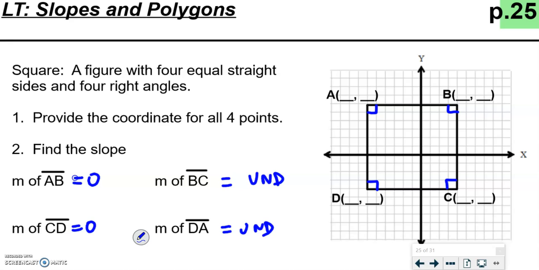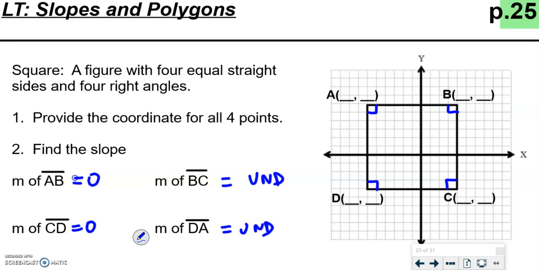Now, typically when you have 4 right angles, it could be a rectangle also, but we're going to verify to see what about the lengths. If we have 4 equal sides, then we have a square. If we don't have 4 equal sides, then we have a rectangle. So it comes down to those 2.